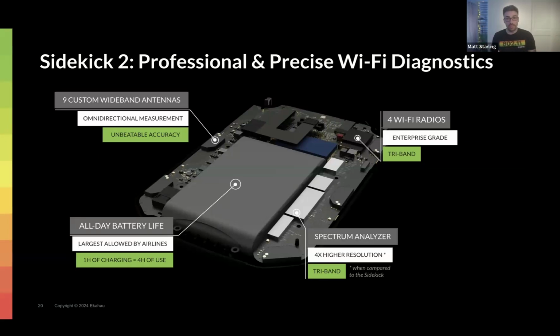We have 4 Wi-Fi radios inside of the Psychic 2 that are tri-band capable, 2.4, 5 and 6 gigahertz. We have an integrated spectrum analyzer, which is going to be detecting any of those non-Wi-Fi interferers. If you've got people cooking their food in the microwave at lunchtime, that's causing you some problems in 2.4 gigahertz. Or if someone's got a RF jammer or a wireless video camera operating in your environment as well.